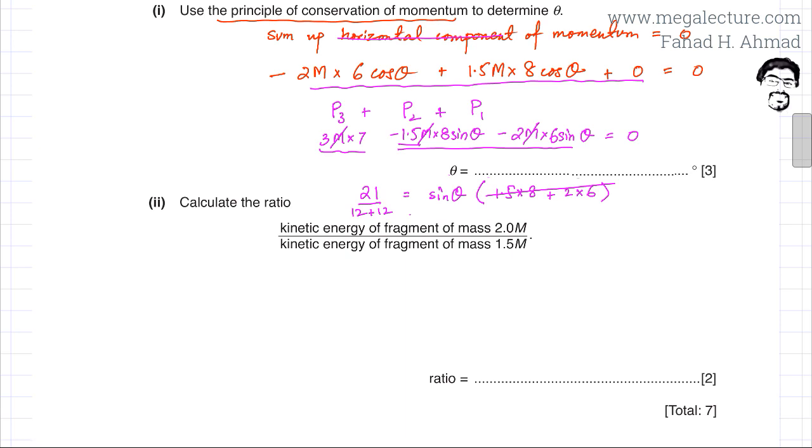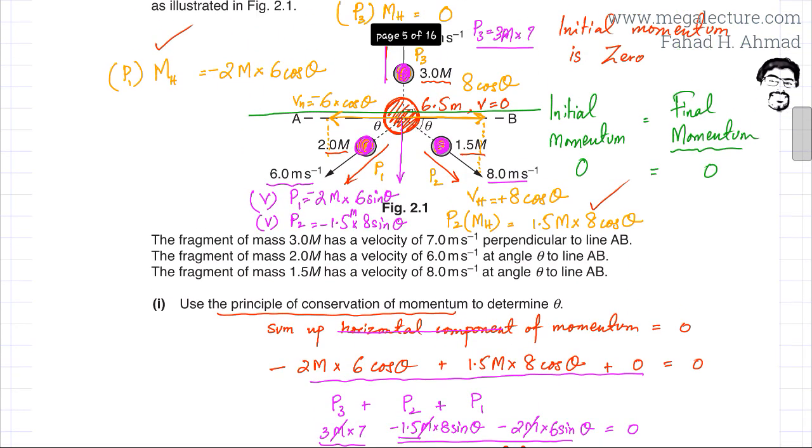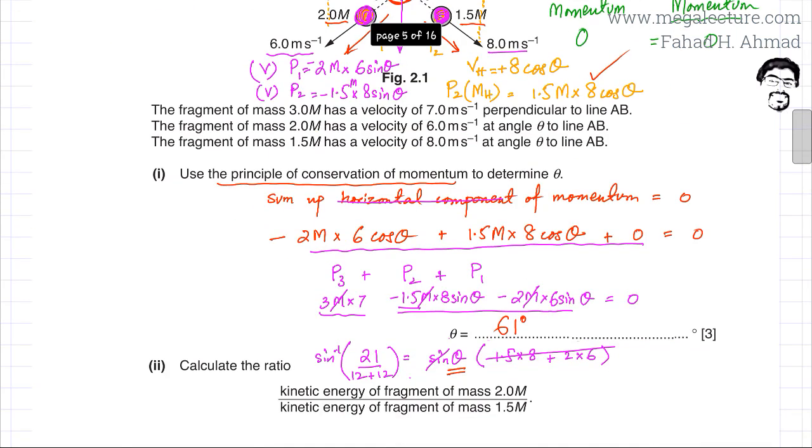So it's 21 divided by 24. And then finally taking the inverse sine, so this would be sine minus 1 of 21 divided by 24. My answer comes out to be equal to 61 degrees. If you do the calculation, it's going to be 61 degrees. The value of theta is going to be equal to 61 degrees. So going back to my original diagram, this theta over here is 61 degrees. So both these thetas are 61 degrees.